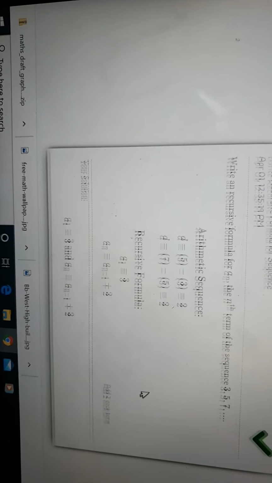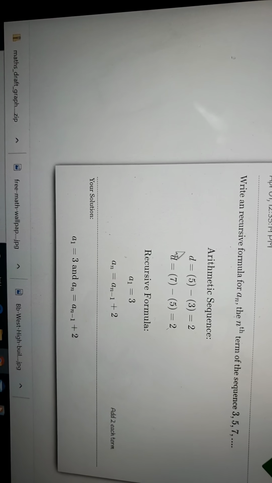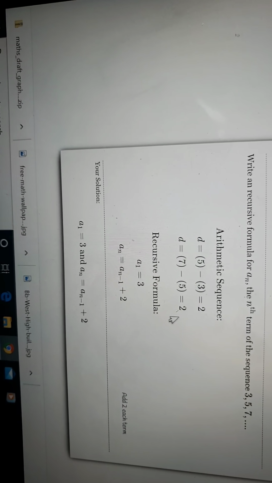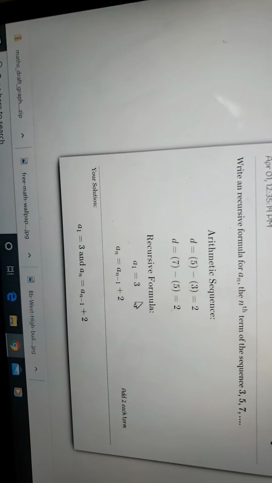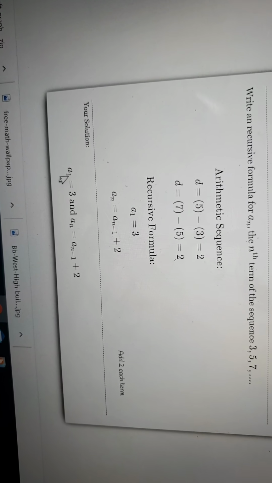Okay. All right, so here's our common difference. That's the thing I was talking about with this here. D is the common difference. Okay, and then there we go. We got it.